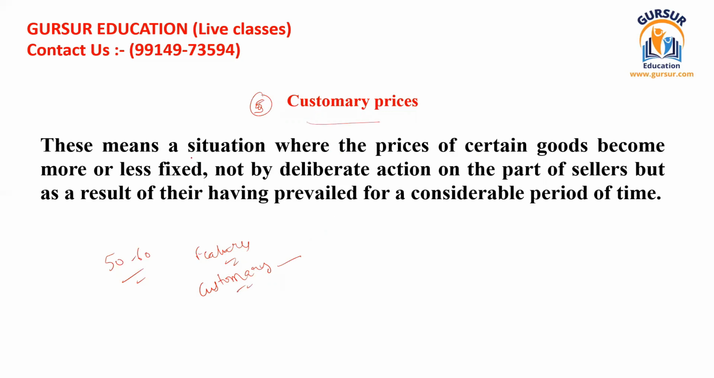So this means a situation where the prices of certain goods become more or less fixed, not by deliberate action on the part of a seller, but as a result of their having prevailed for a considerable period of time. So when a specific product has been around for a considerable period, its price ultimately becomes very customary. So that was the fifth kind of pricing strategy I'm discussing with you.